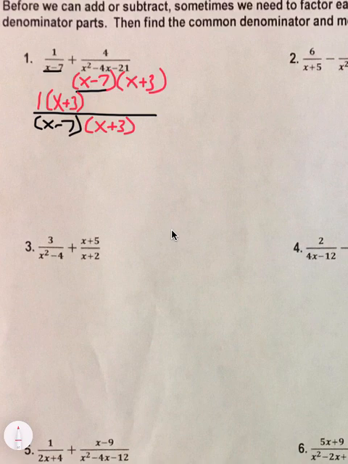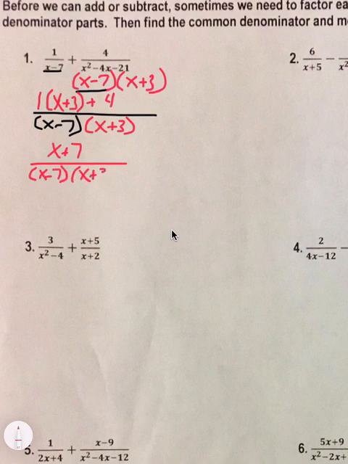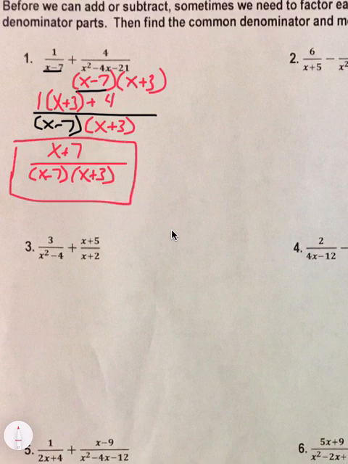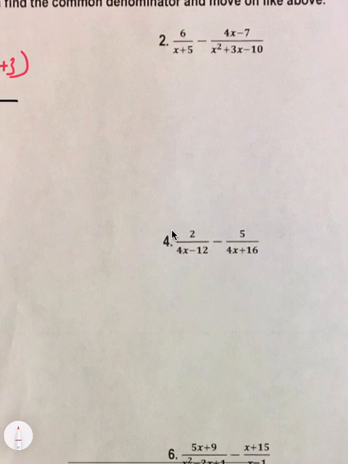And then the 4. Well, its denominator for the 4 is the entire common denominator, x minus 7 times x plus 3. So we just have to say plus 4. So x plus 3 plus 4 gives us x plus 7 over x minus 7 times x plus 3. And I'm okay leaving it as it's factored. If you want to, you can multiply out the bottom, but you don't really need to. All right, let's look at number 2.